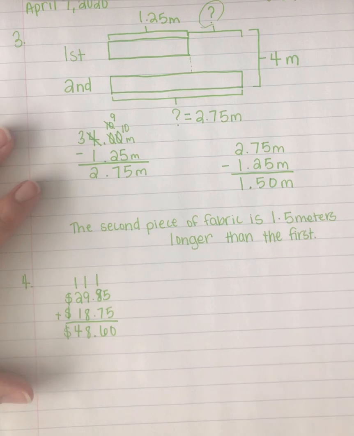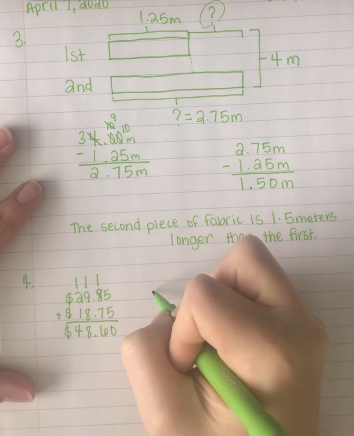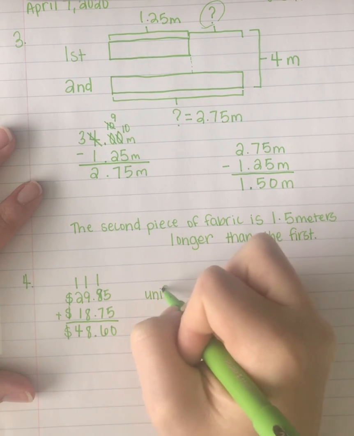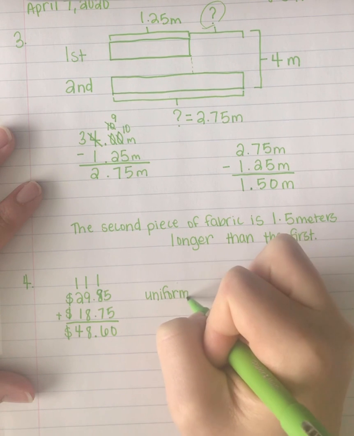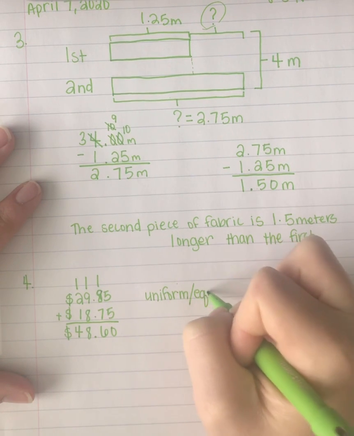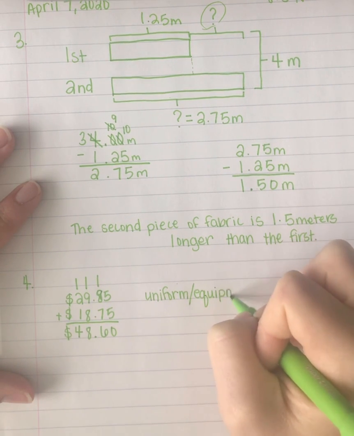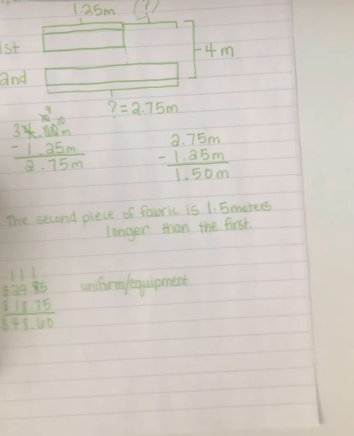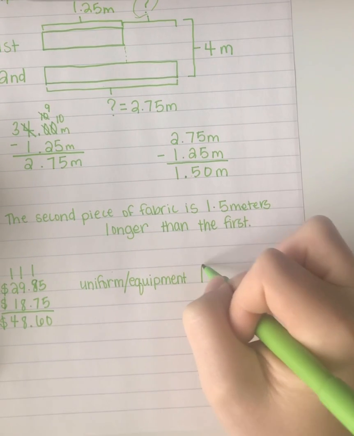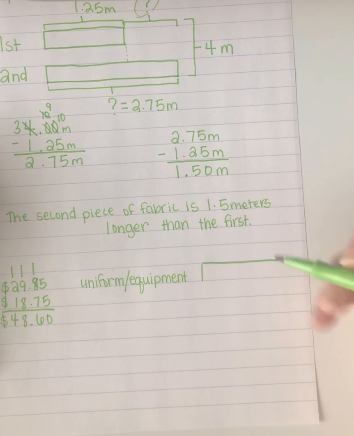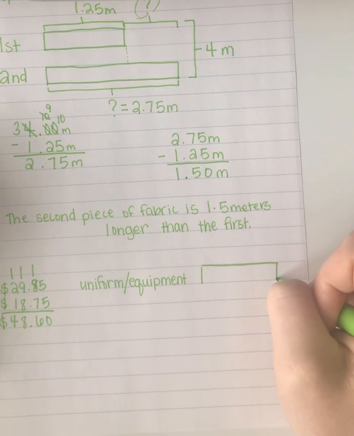Now I can draw my bar model. So, I'm going to put uniform, equipment as my label. And I'm going to squeeze my bar right in here.